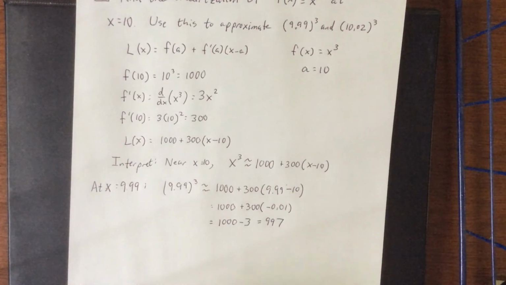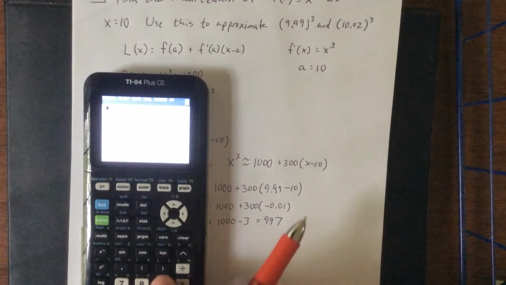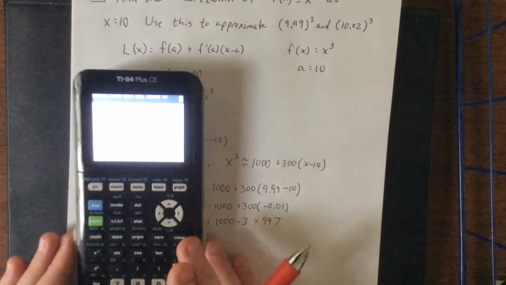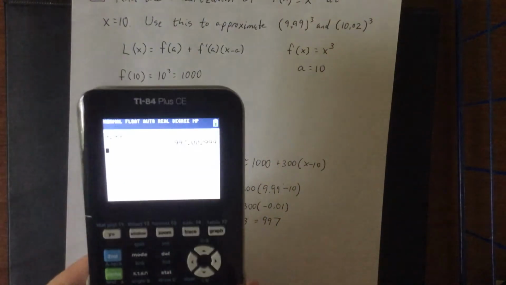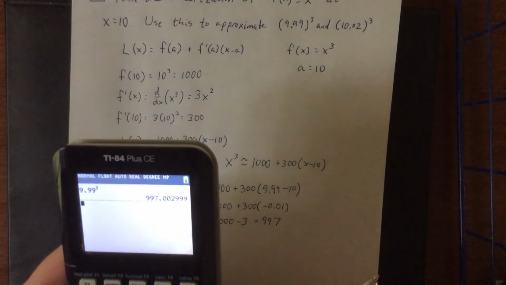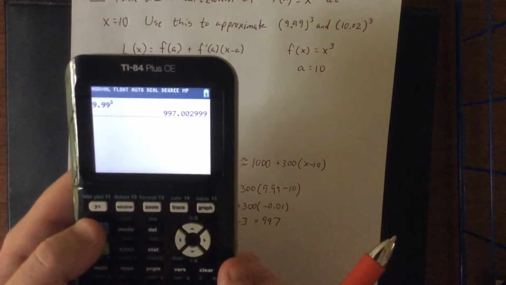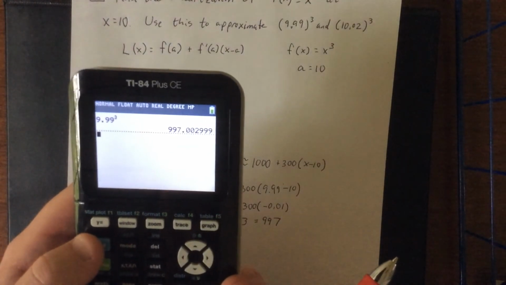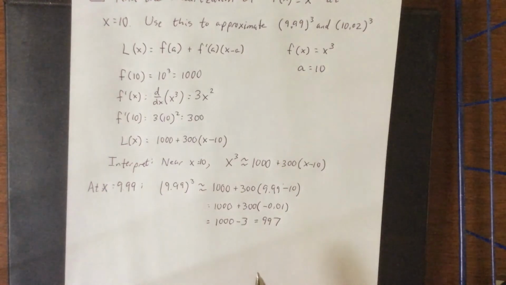Just wanted to verify this, and we'll see how accurate our prediction is. So 9.99 to the power of 3. I don't know how well you can see this with the glare that's on here. Also, I'm not sure how to turn down the brightness. Oh, that was helpful. There we go. 997.002999. And our prediction was that it was about 997. I'd say we did pretty well for ourselves there.